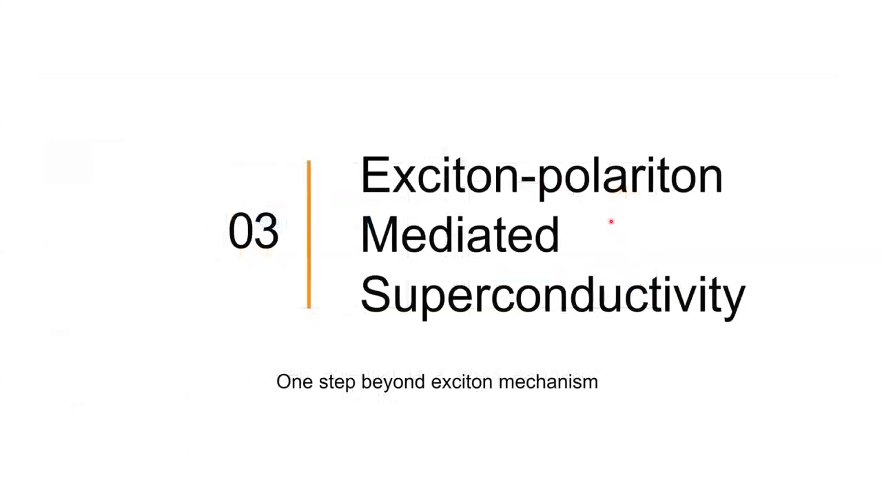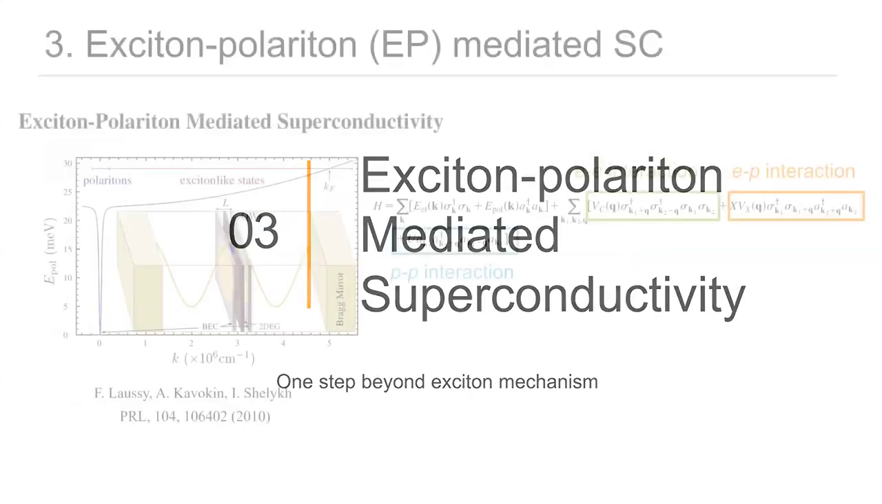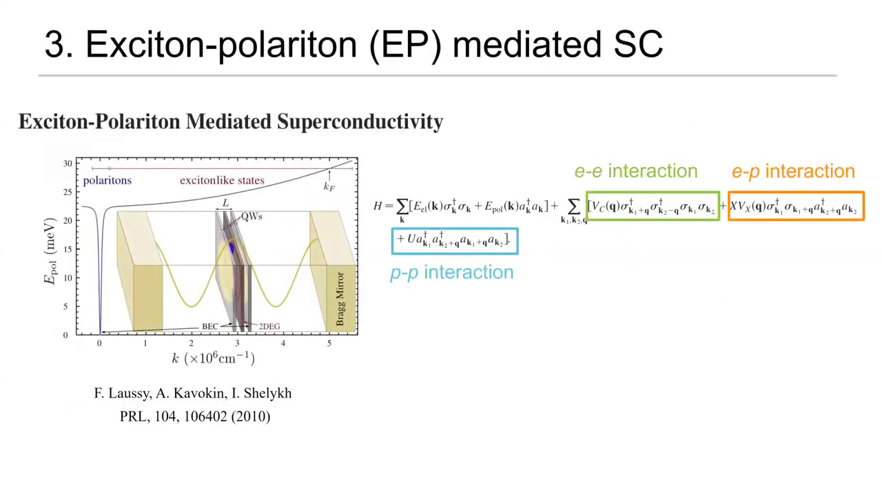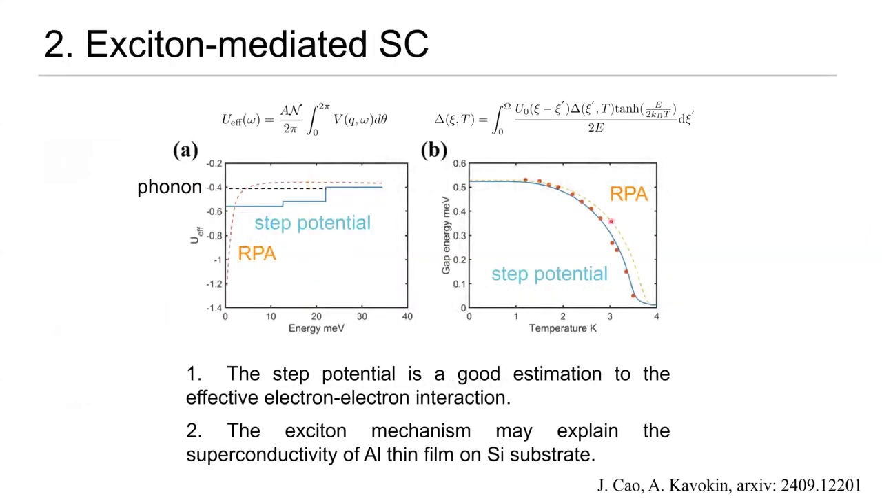Okay, next I will introduce the exciton polariton mediated superconductivity as one step beyond the exciton mechanism. Dear Junhui, for that first part, I believe it is also very important to compare the dependence on the width, the critical temperature, the gap dependence on the width of aluminum. I did not put it, but qualitatively it should be possible to explain it with this model. So yes, exactly.